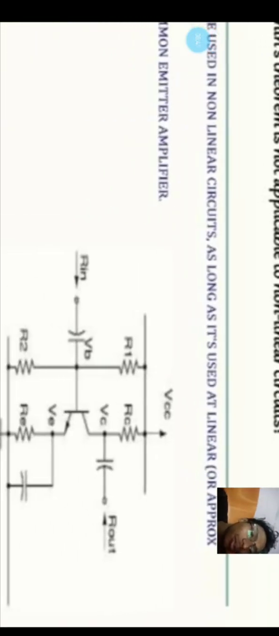Okay. Now we will see why Thevenin's theorem is not applicable in non-linear circuits. Thevenin's theorem can be used in non-linear circuits as long as it is used at linear or approximately linear parts of the curve. For example, let's look at a common emitter circuit. Here you can see that the load is open circuited.